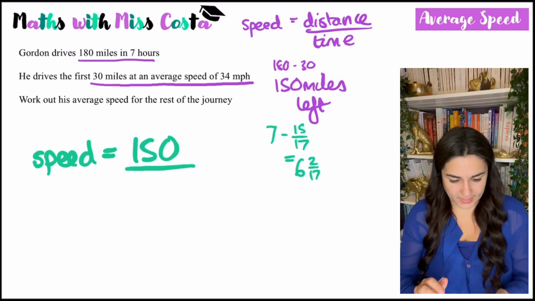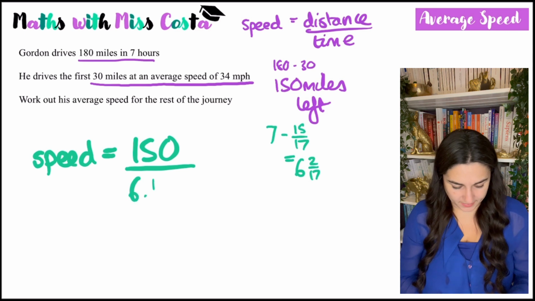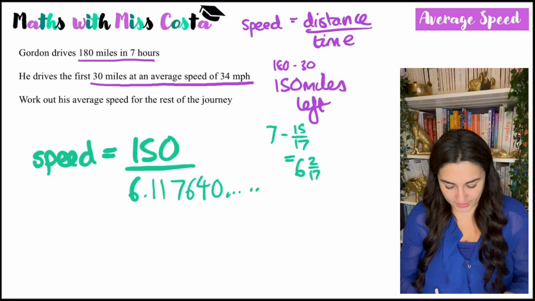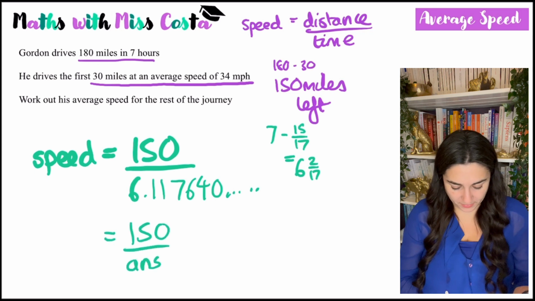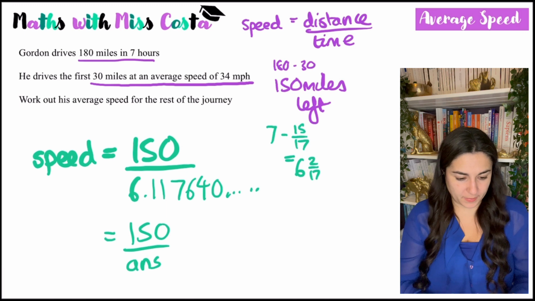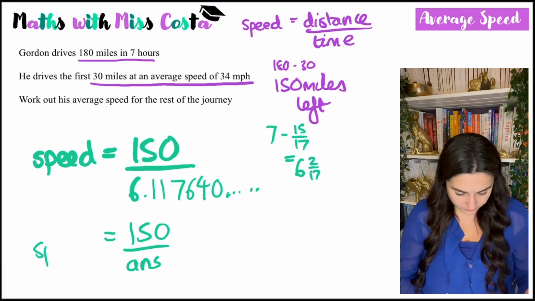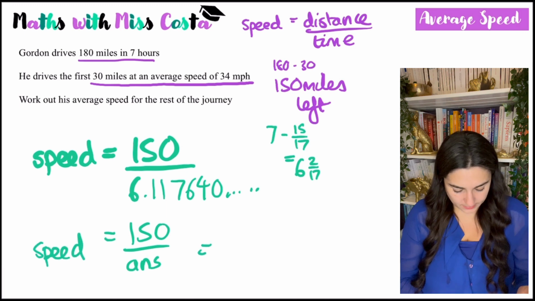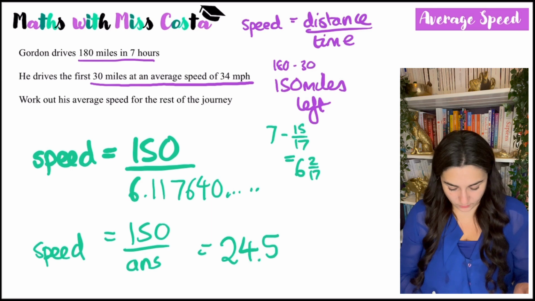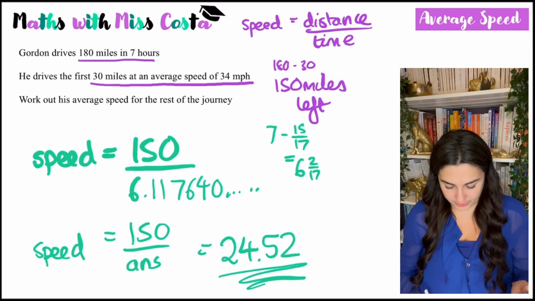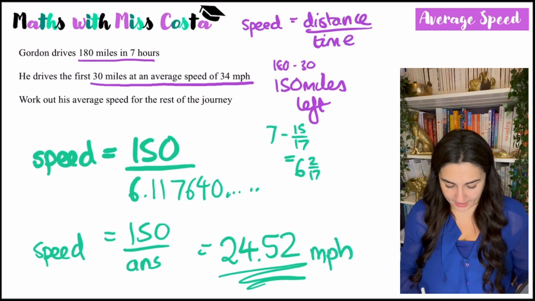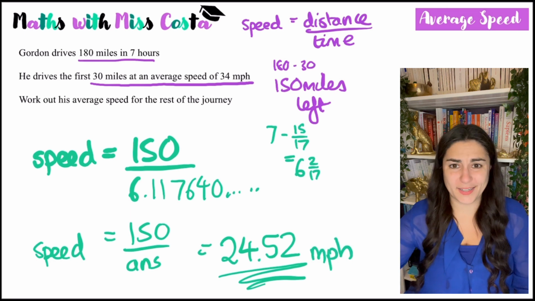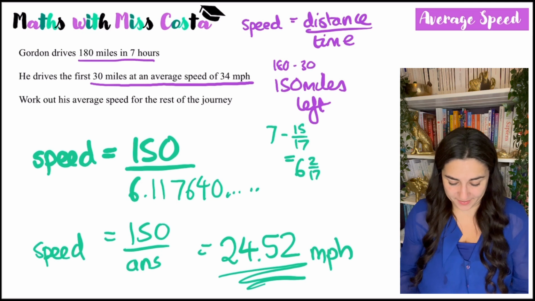Okay, so that would be, this is ugly, but 6.117640. So you just save that as an answer in your calculator and you do 150 divided by answer. So 150 divided by answer gives you 24.52, rounded to 2 decimal places, miles per hour. So quite a slow driver. He must have been driving some country roads there.